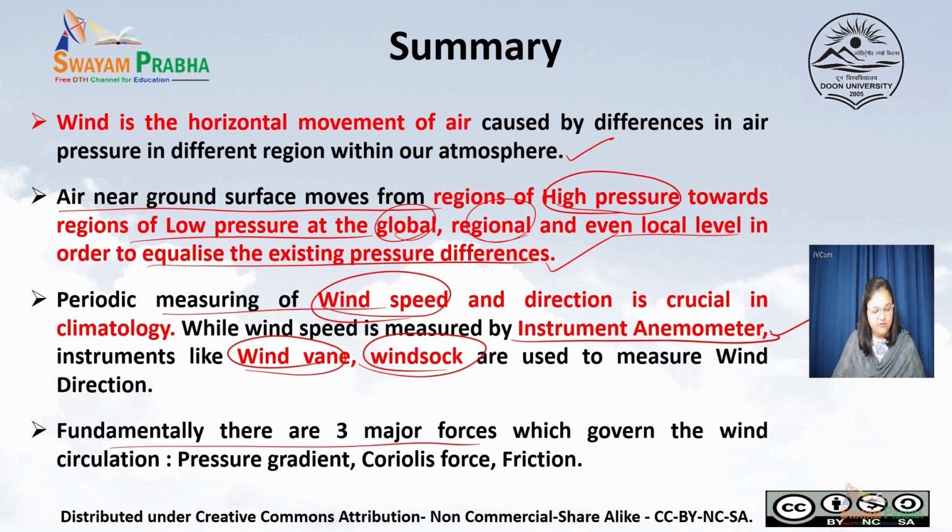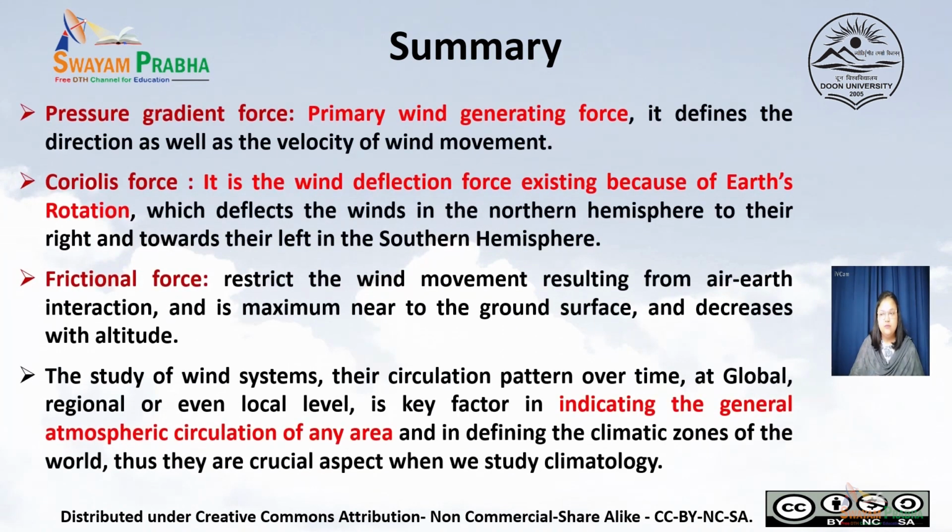Fundamentally, there are three major forces which govern the wind circulation. First one is the pressure gradient force, second is the Coriolis force, and third is the friction or frictional force. While the pressure gradient force is the basic wind generating force, it defines not only the velocity of winds but also the direction of winds. So the winds generally follow the barometric slope or pressure gradient and move from high pressure areas towards the low pressure areas. So the pressure gradient force generates the winds.